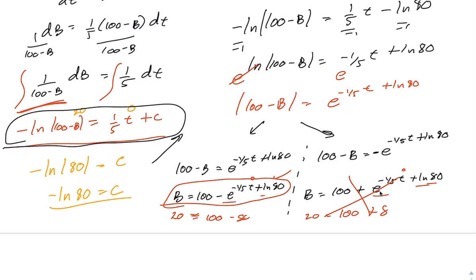So that is my answer: b equals 100 minus e to the (-1/5 t plus natural log of 80). Again, if you're not sure, just plug it in and see which one works. But it would be this one, because you need to get 20. So I need 100 minus something, and it needs to always be positive. Anyway, that's this lesson.